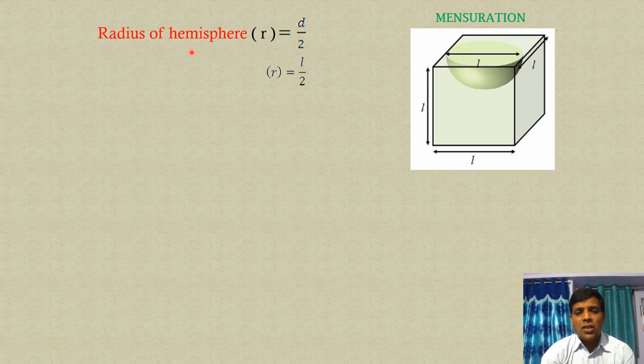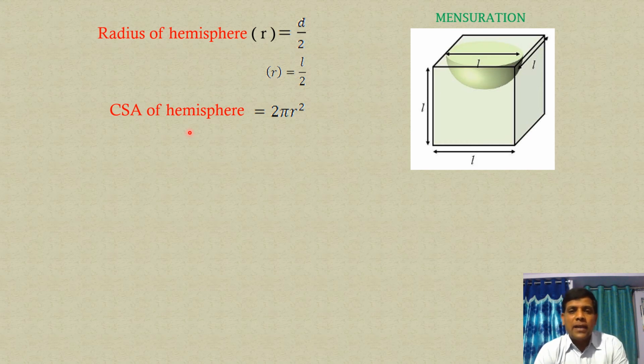Now you have to find the CS of a hemisphere. The formula for CS of a hemisphere is 2 pi r square. So substitute the value of R in the given formula: 2 into pi into R, where R means L by 2, and R square means L by 2 whole square. So 2 into pi into L by 2 whole square.